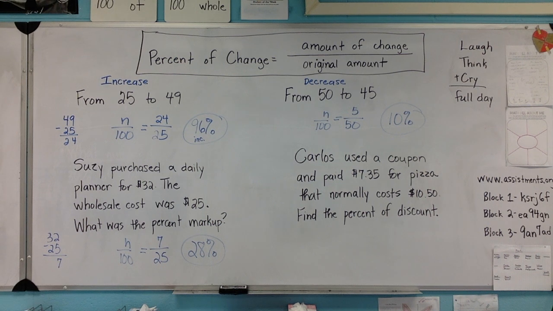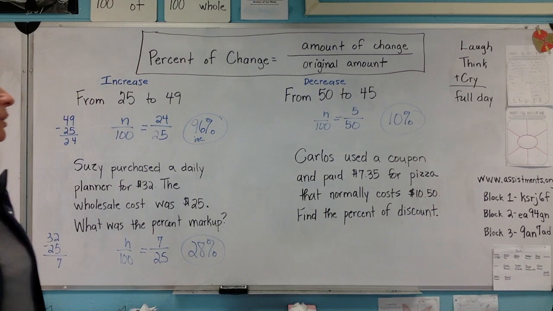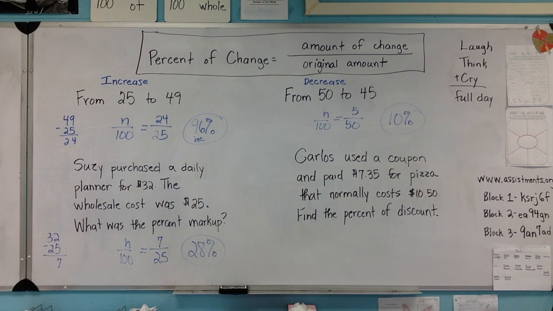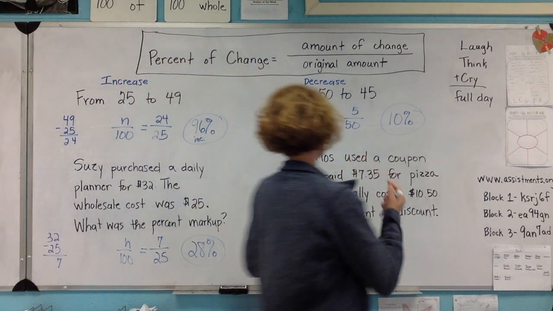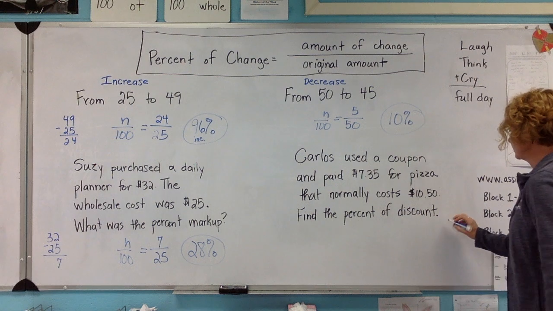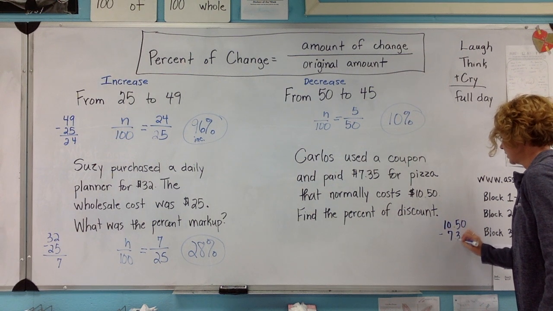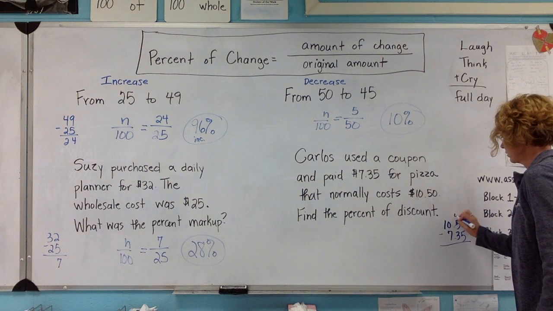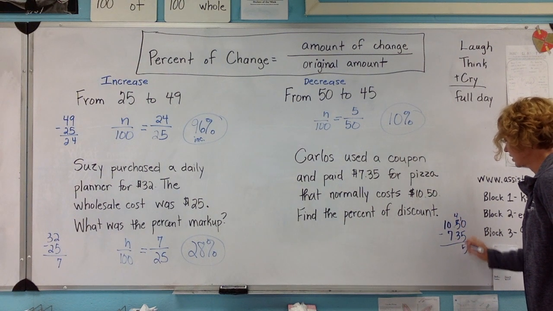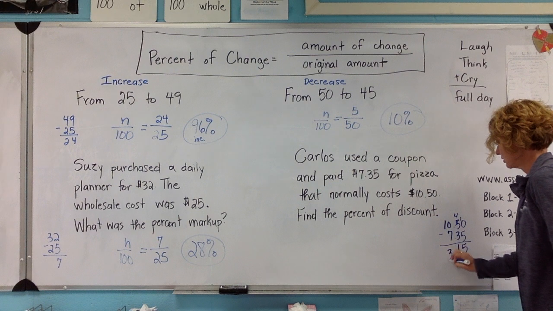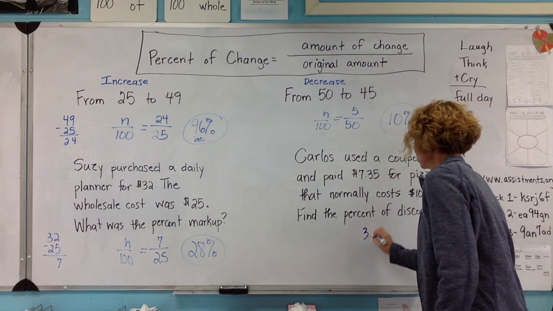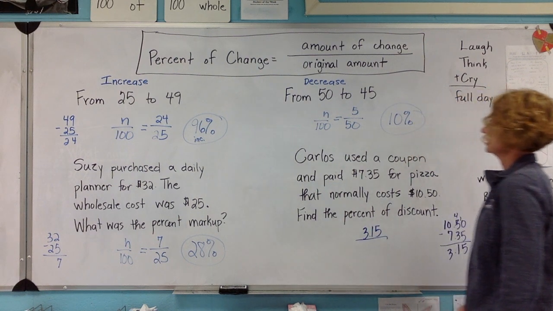Okay, let's look at our next problem over there about Carlos. Carlos used a coupon and paid $7.35 for pizza that normally costs $10.50. Find the percent of discount. Okay, so let's subtract our values. Larger quantity minus smaller quantity. I have $10.50 minus $7.35. Do some renaming there. 5 from 10 is 5. 3 from 4 is 1, 7. So that's $3.15. So the change amount was $3.15.